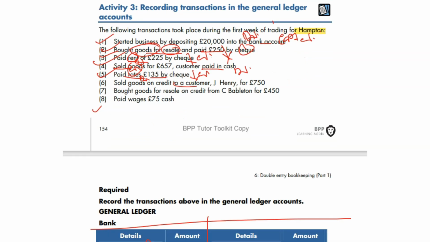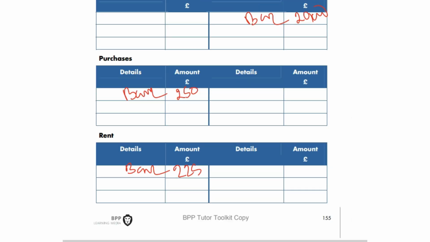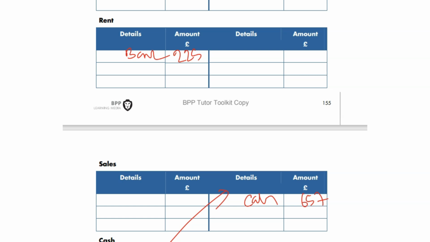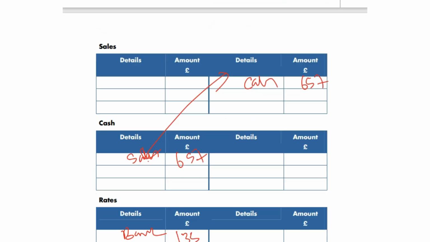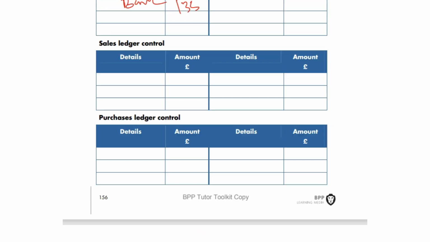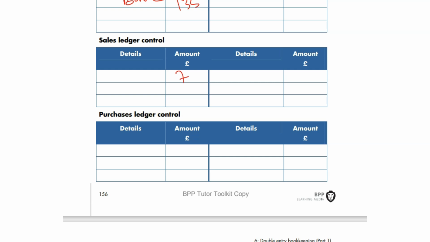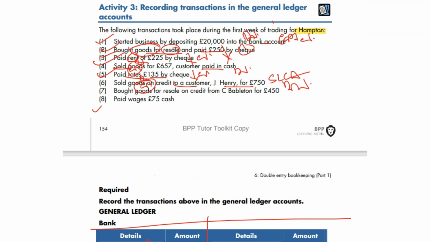Sold goods on credit. Now it's on credit. Sales account is going to be a credit account. Sales credit. And who is going to be debit? SLCA, isn't it? Your SL account or SLC given as SLCA. So that would be debit. Let's write it down, 750. Where is our sales account? There we go. Sales credit 750. SLCA is a current asset. SLCA debit 750, and you write sales in the detail. A few more, stay tuned, let's do it.